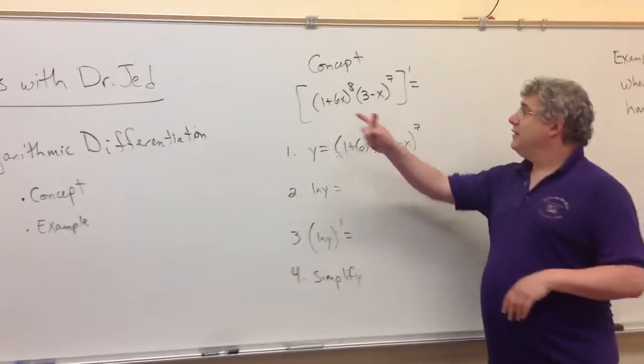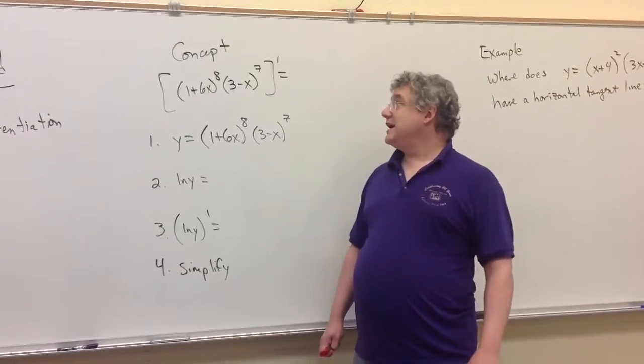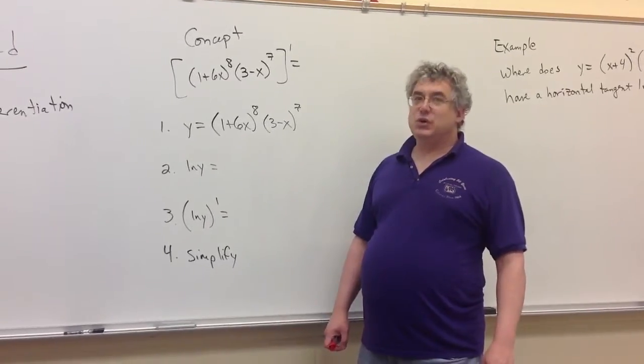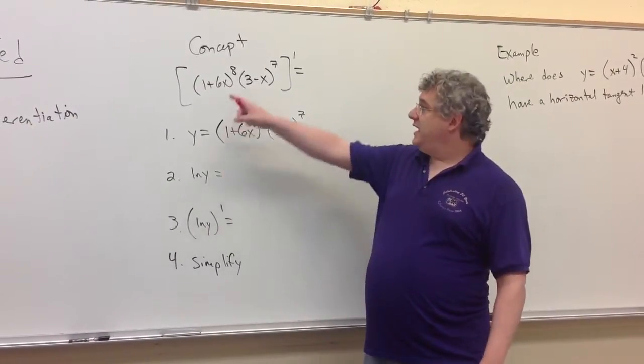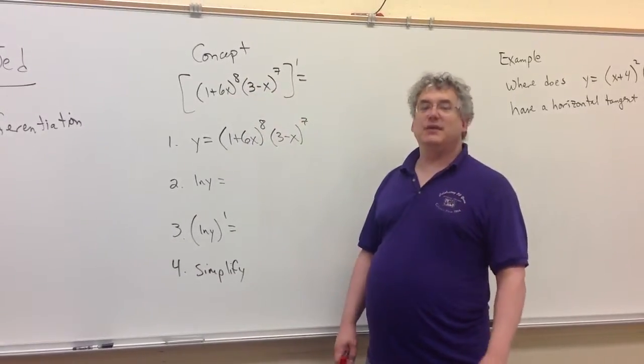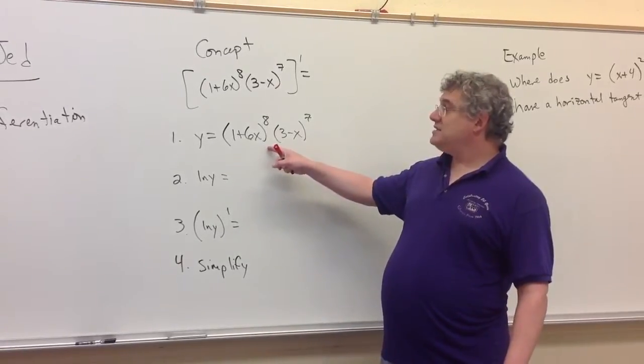So an example here, I want to take the derivative of (1 plus 6x) all to the 8th times (3 minus x) all to the 7th. You can do this. It's doable directly. It's a product rule where each piece is a chain rule, and it can be done directly. But if you don't want to do it directly, what we do is we tweak it.